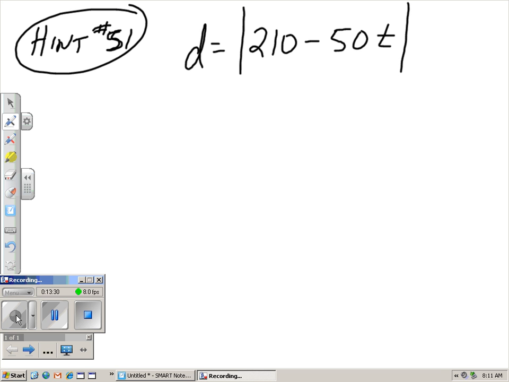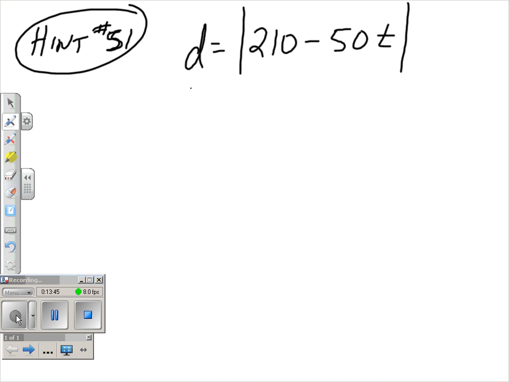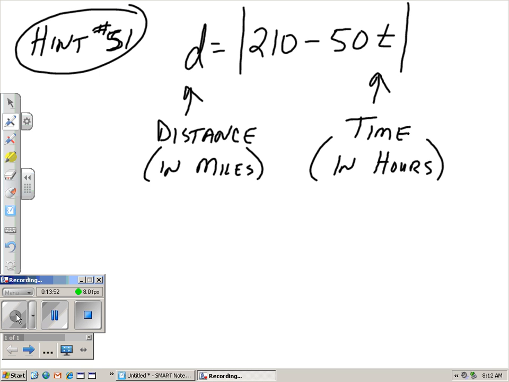Alright, and I'll give you one final hint on word problem number 51. Read the whole problem. There's usually a formula embedded in there. So find the formula. And here I found the formula. D equals the absolute value of 210 minus 50t. The next thing we want to do is identify our variables, because it makes more sense if you know what the D and the T stand for. Alright, so we read the problem again, and we see that they told us our D stands for distance, and it's measured in miles, and they told us our T is time, and it's measured in hours.